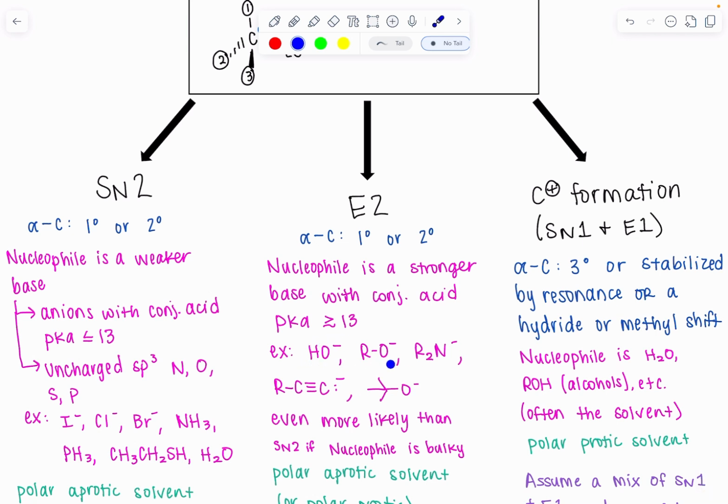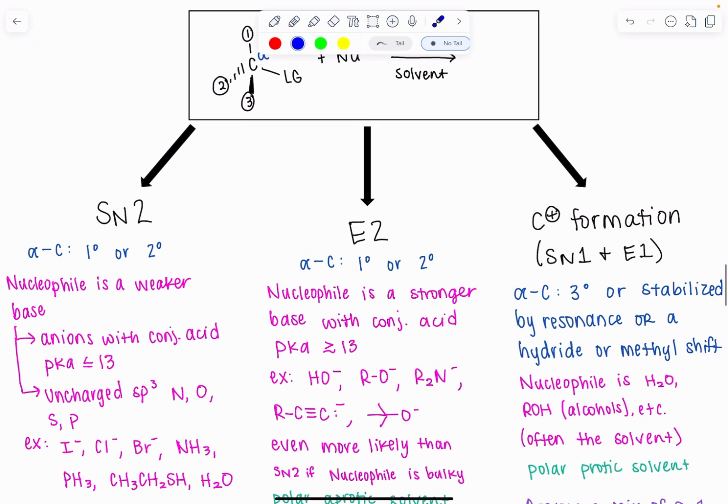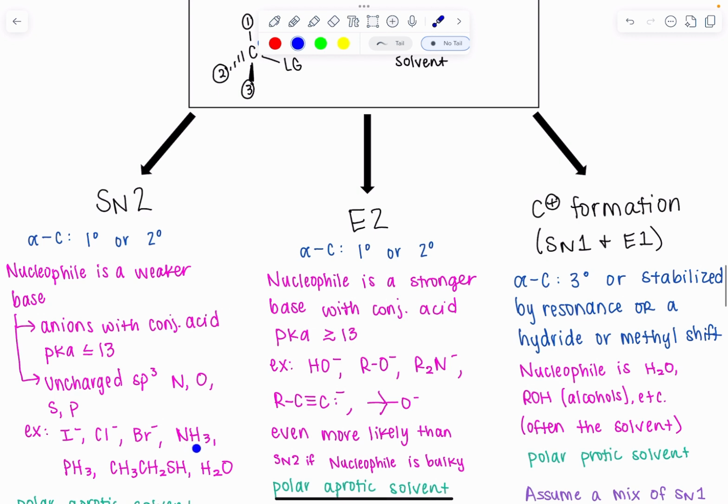So these are negative oxygen, negative nitrogen, a lot of negative carbons, and this is even more likely than SN2 if the nucleophile is big and bulky. When it's large and there's steric hindrance, that makes it difficult for the nucleophile to do what a nucleophile does in SN2, which is bond directly to the alpha carbon. So if it's large, negative oxygen, nitrogen, most carbons, then E2 is more likely. We see SN2 more often when the nucleophile is a halogen, or if we have a neutral nitrogen, phosphorus, sulfur, oxygen, these neutral or negative halogens or neutral other nonmetals. Notice these are all neutral except for the halogens, which would go through SN2 because those are really, really, really weak bases.